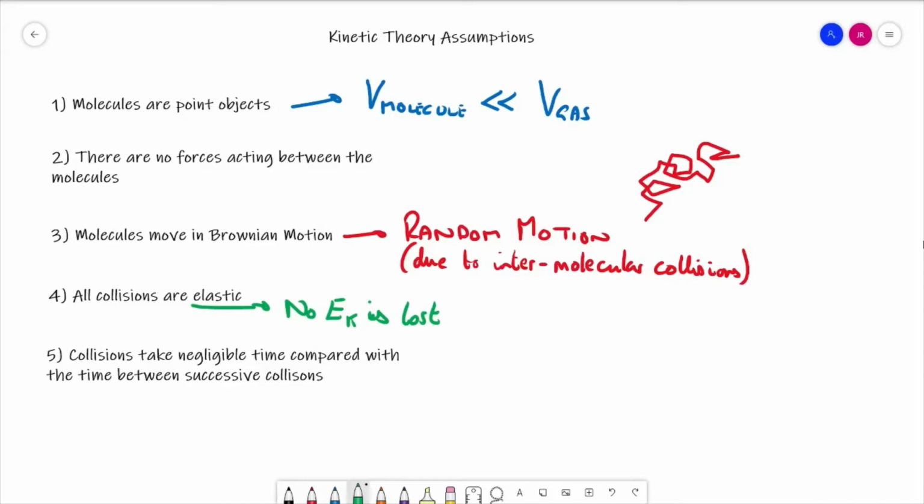And then finally, collisions take a negligible time compared with the time between successive collisions. Again, this partly comes down to the fact that the molecules are so far spread in a gas that the time they actually spend colliding with each other and making each other change path is so small, so negligible, compared to how long it takes them to go on and have a new collision, that again it can be treated as negligible, and therefore for the main bit of the theory we can ignore it.